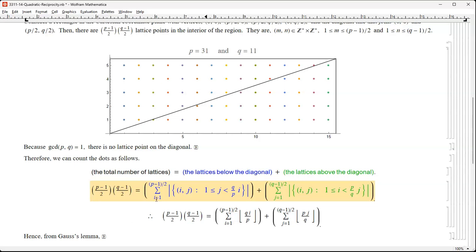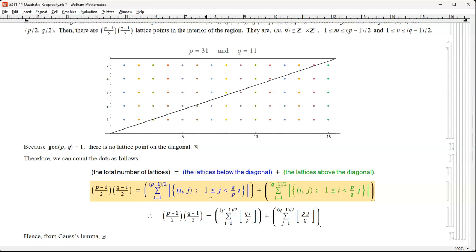So i is running from 1 to (p minus 1) over 2. Yeah, x coordinates running from 1 to (p minus 1) over 2. And then the point must be below this line. So j, the y coordinate, must be below the equation of the line, qi over p.